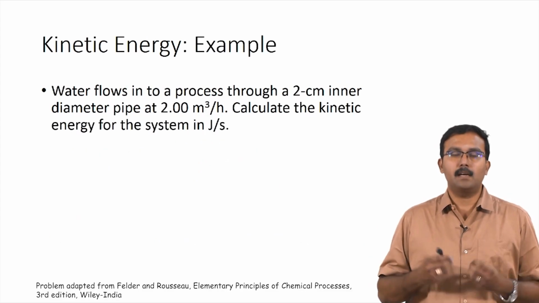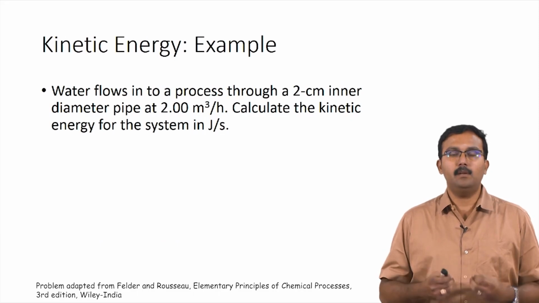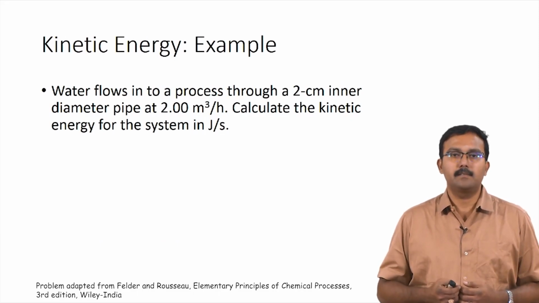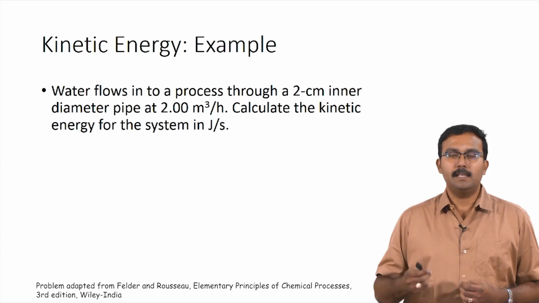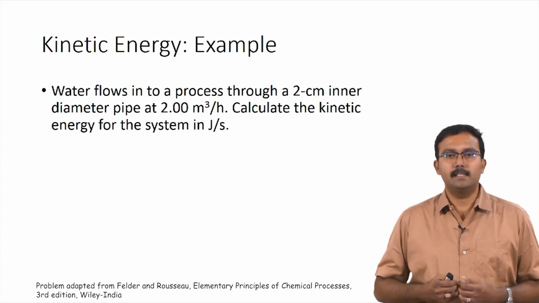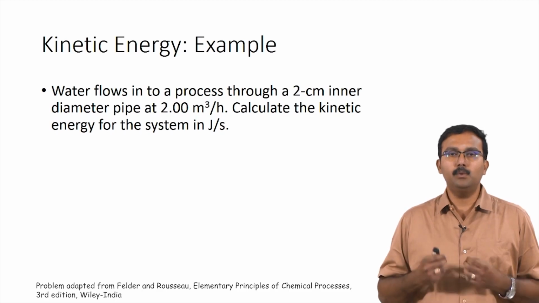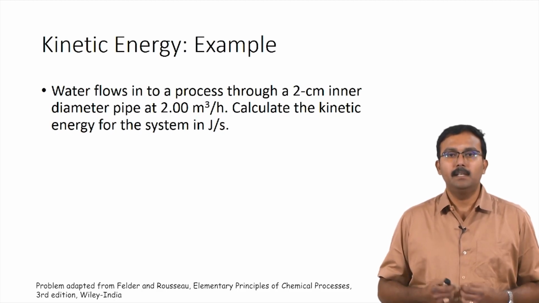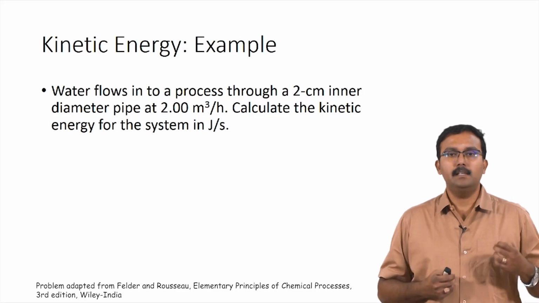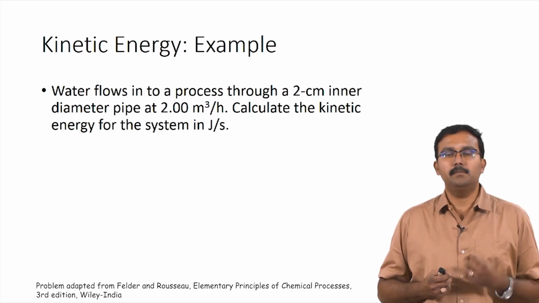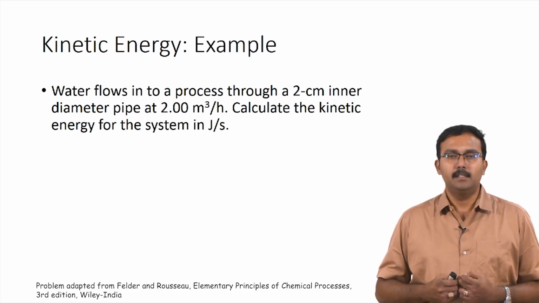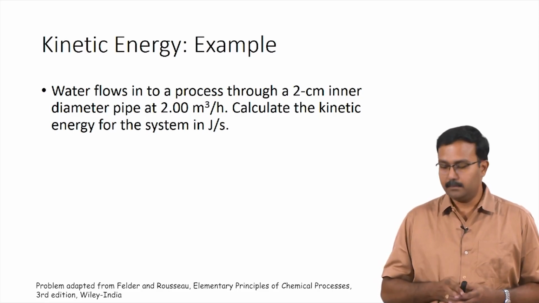So, let us look at a couple of example problems where we try to calculate kinetic and potential energies. Here is the example problem for kinetic energy. Water flows into a process through a 2 centimeter inner diameter pipe at 2 meter cube per hour. Calculate the kinetic energy of the system in joules per second.